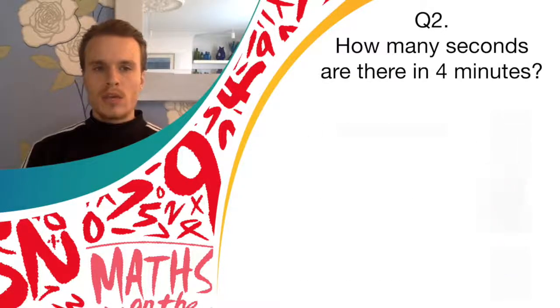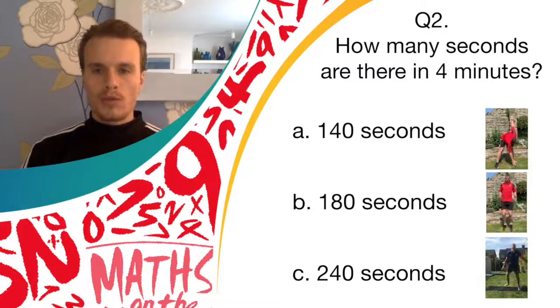Okay, so if you think the answer is A, 140, you should do windmills. If you think the answer is B, 180, you should run on the spot. And if you think the answer is C, 240, you should do donkey kicks. So get going with whichever of those you think is right now.